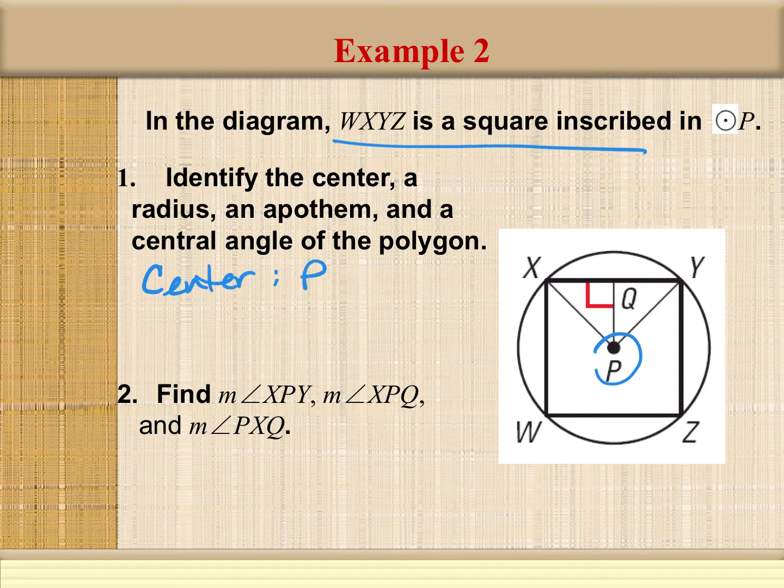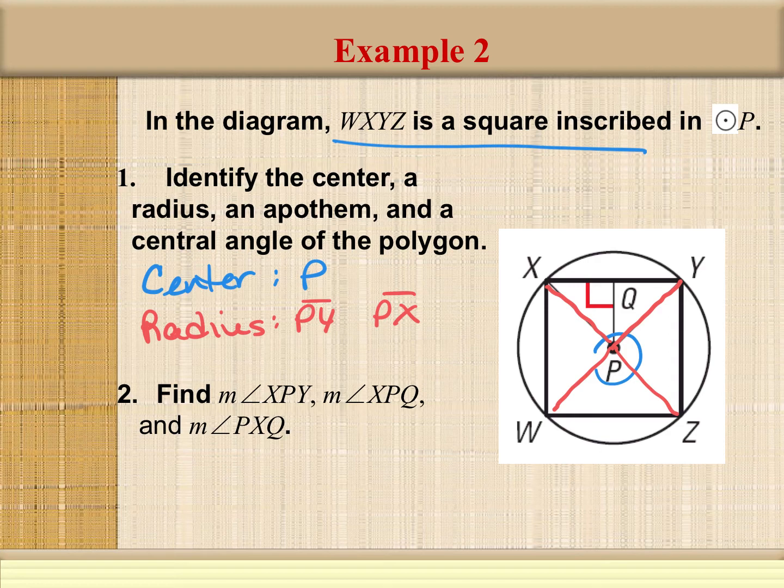Then it wants me to identify a radius. Well, pictured right now, I have 2 radii drawn in here. I have a radius that is going to go from P to Y. That's one of them. And then I also have another one that's going from P to X. I could actually draw in the other 2 because, again, remember, the radius will be drawn from the center to the vertex. So I could also draw another radii from P to Z and P to W.